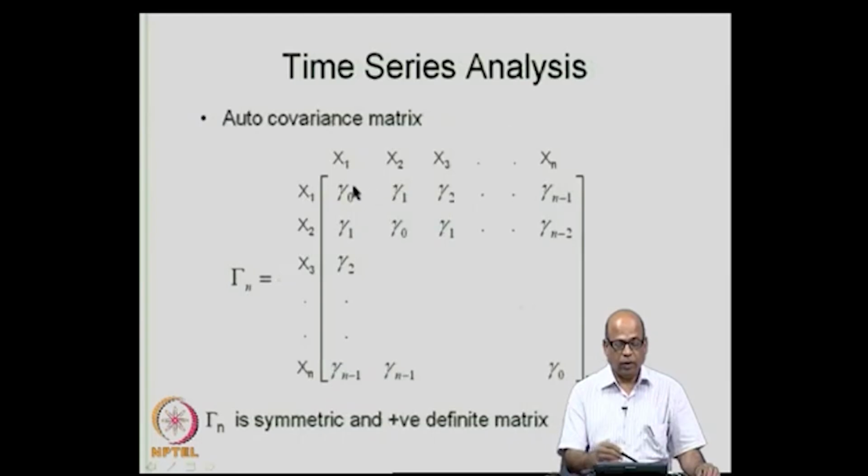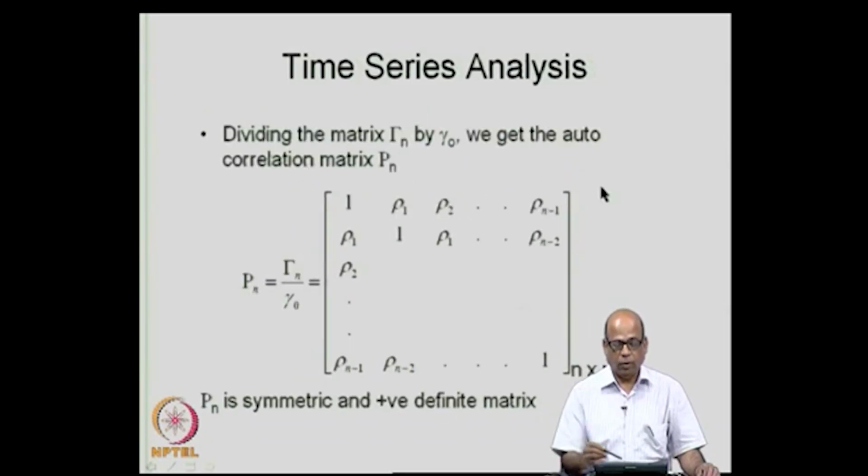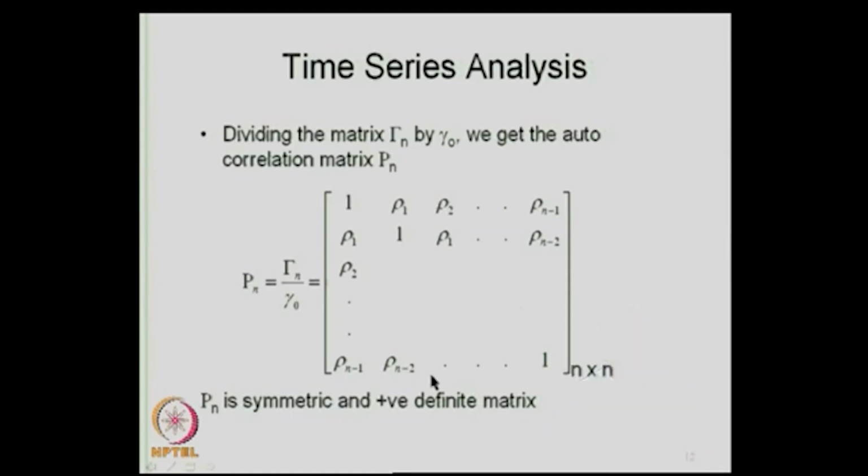So, the first element, gamma naught by gamma naught, becomes 1, gamma 1 by gamma naught becomes rho 1, gamma 2 by gamma naught becomes rho 2, and so on. So, this is how we get the autocorrelation matrix: 1, rho 1, rho 2, etcetera, up to rho n minus 1. Like this we write all the elements and formulate the autocorrelation matrix. The autocorrelation matrix P n is also symmetrical, and it is also a positive definite matrix.